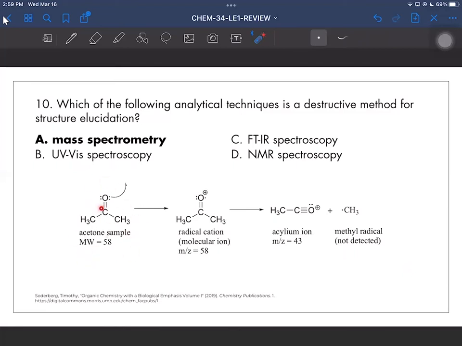So for example, here in acetone, we have to make it a radical, and it has to undergo fragmentation in order for it to be studied or to be detected in the mass spec. So ayun, yung acetone natin becomes an acylium ion and a methyl radical. We are left with different compounds as we started with. So we lose our initial sample, so it destroys our initial sample. Therefore, it is a destructive method for structure elucidation. Ayan. So mass spec is a destructive method for structure elucidation. Letter A.